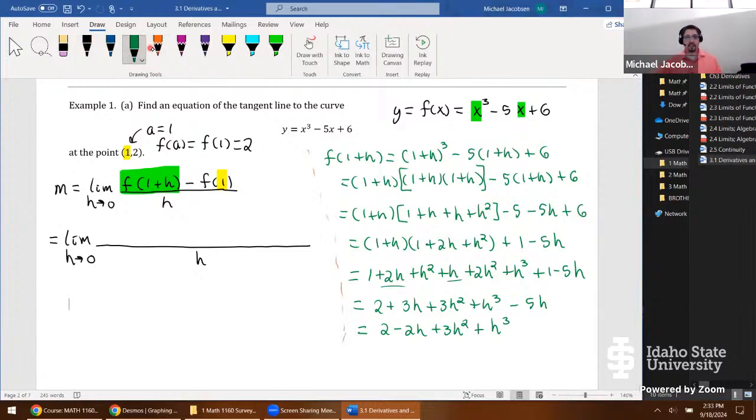I'm going to put a little border here just so that we can separate the scratch work on the right. F at 1 plus h settled down to 2 minus 2h plus 3h squared plus h cubed. Then we go minus f of 1 here. That came out as a 2. So just minus 2. That was a little bit dramatic on the fraction part, I'd say. So that all came in kind of nicely. More like terms that we can take care of. This positive 2 and that negative 2 cancels.